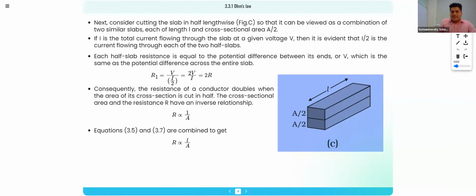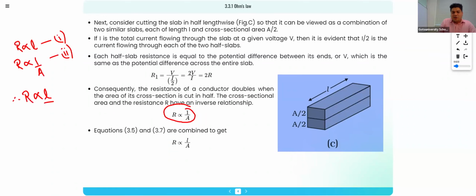From the first case, I concluded that resistance is directly proportional to length. But from the second case, I conclude that resistance is inversely proportional to area. If I combine these two equations, I will get that resistance is directly proportional to length per unit area. And if we remove the proportionality sign, who will come?